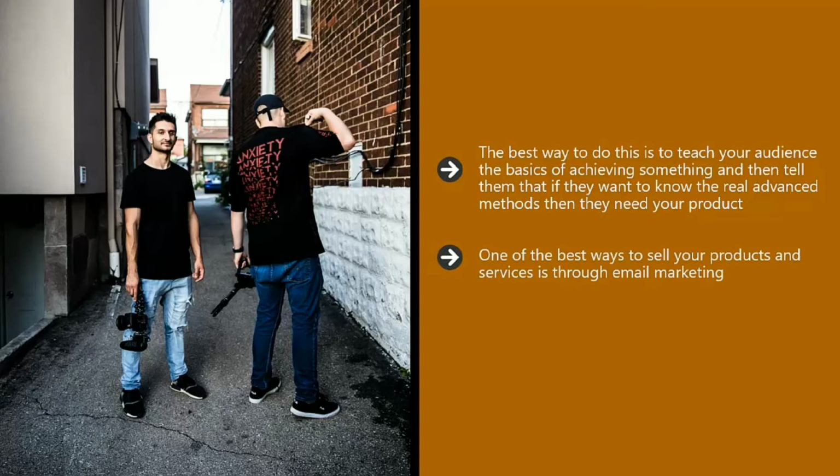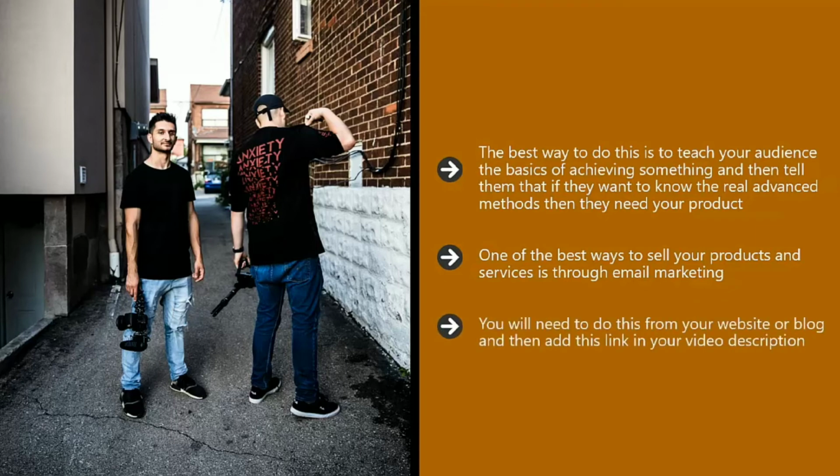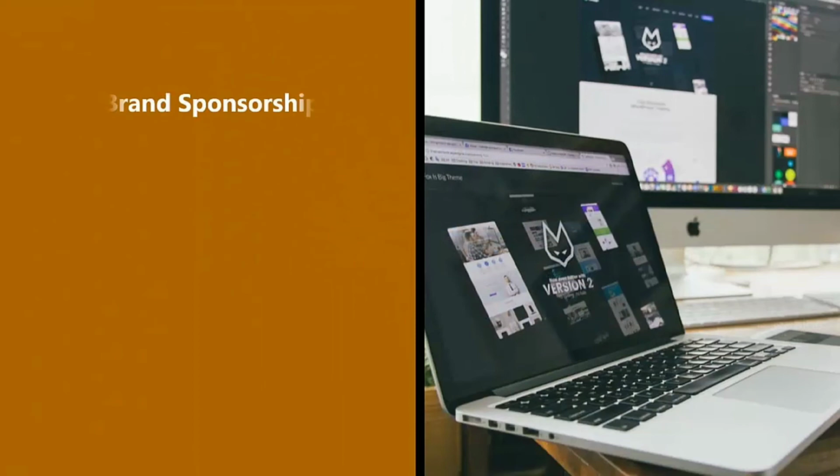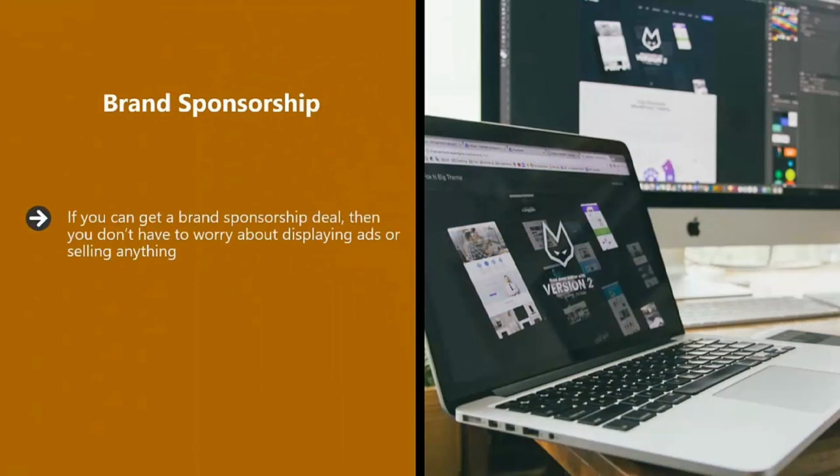One of the best ways to sell your products and services is through email marketing. You can use an email autoresponder service such as Aweber or GetResponse and provide something of value for free as an incentive to join your email list. You will need to do this from your website or blog, and then add this link in your video description. Tell people in your videos the benefits of joining your email list. Tell them that you will provide them more free tips and advice, but only if they sign up for your list.